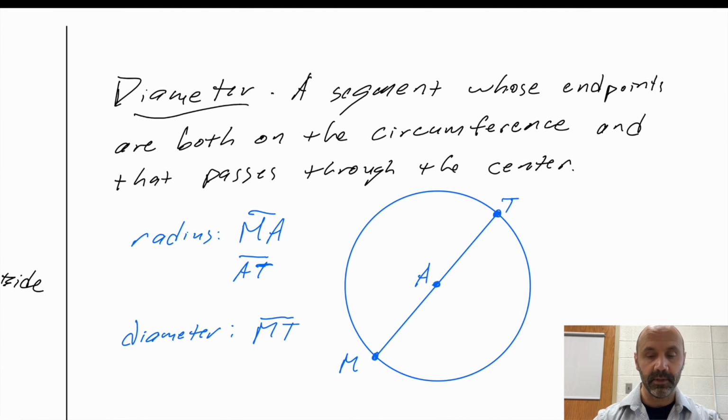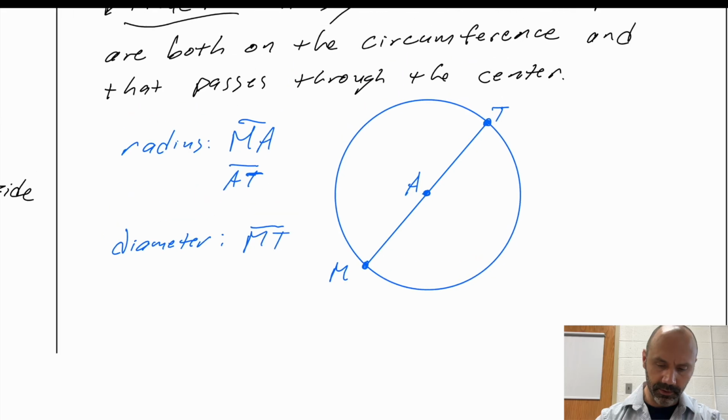A diameter is a segment whose endpoints are both on the circumference, but passes through the center. So for example, TM or MT is a diameter, line segment MT. And here we have, for example, two radii. The plural of radius is radii. It's like cactus and cacti. And so we've got MA and AT. Both of those segments are examples of radii. Very simple and probably review. You've probably learned all this before.